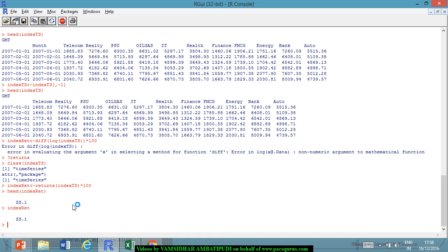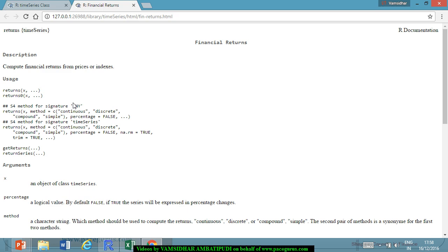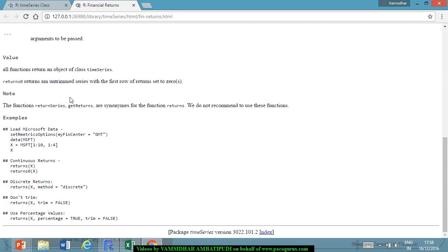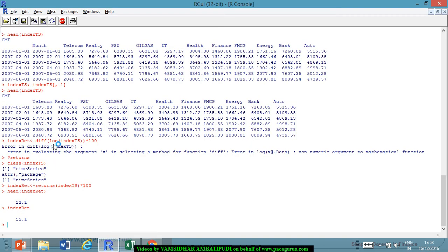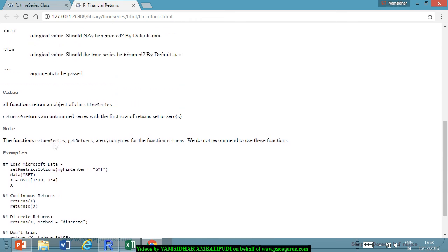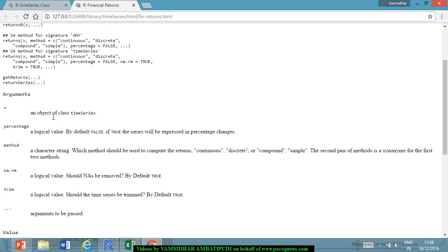What has happened? Returns, X. So I have to do it for each column, because my X here is for one single, it's an object of the class time series.